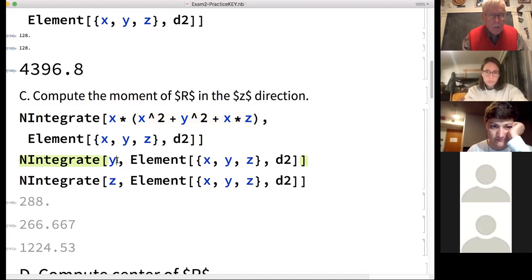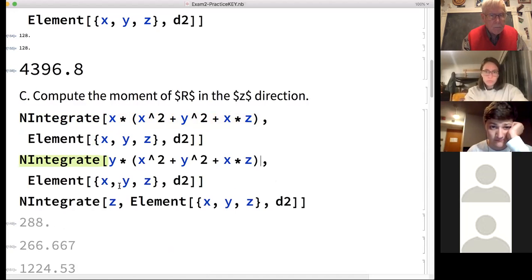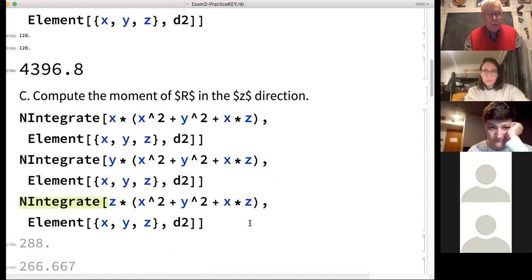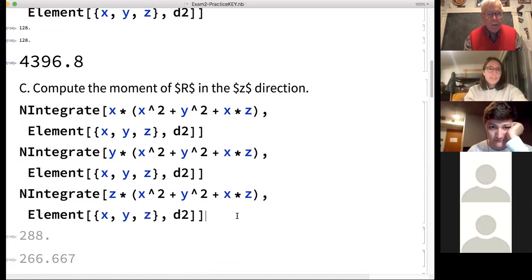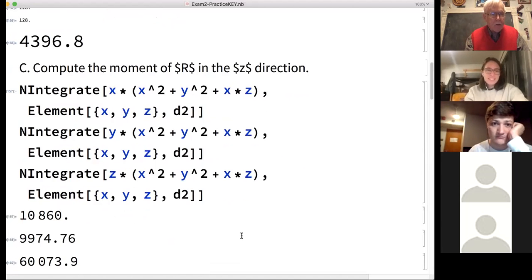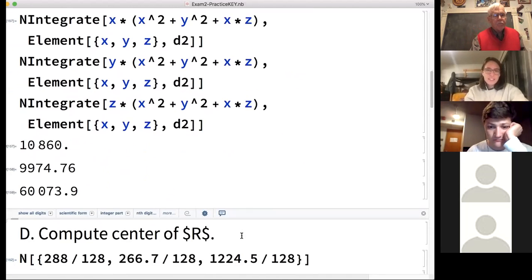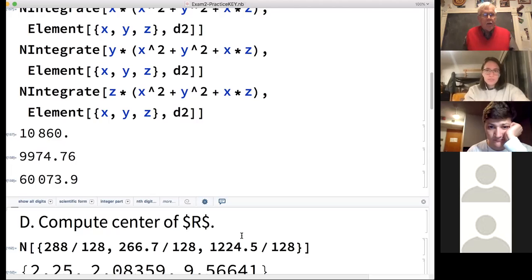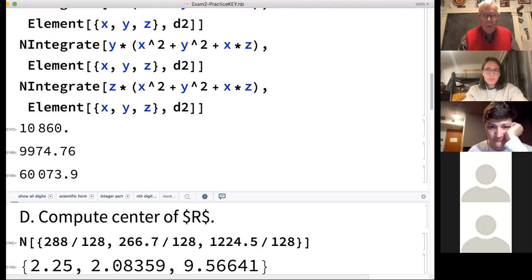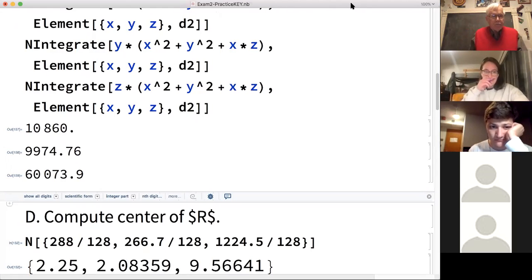And then y star density and z star density. Does this make sense what I'm doing here, Abby? Yeah, that makes a lot of sense. Yeah, x times the density, so that it makes it more complicated. But again, this integration technique works pretty well. It doesn't give exact answers, but it gives you the idea of what these are.